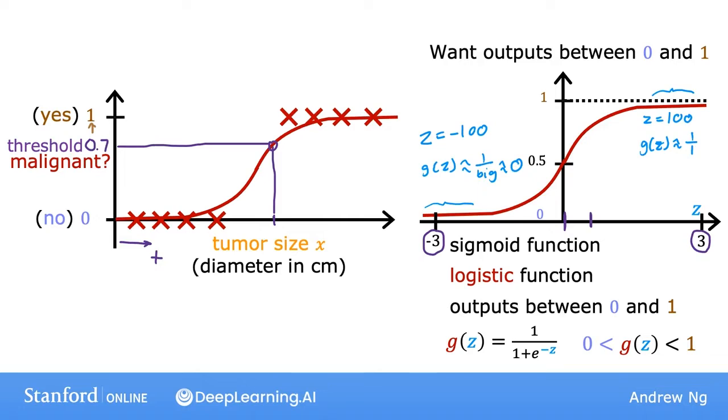Also, in the sigmoid function, when z is equal to 0, then e to the negative z is e to the negative 0, which is equal to 1. And so g of z is equal to 1 over 1 plus 1, which is 0.5. So that's why it passes the vertical axis at 0.5.